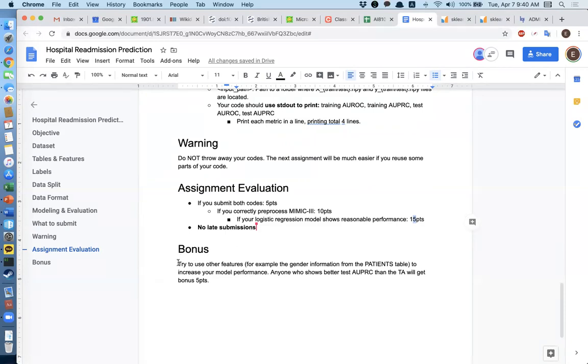This is for students who are pretty ambitious or who want to explore their capacity. Try to use other features, for example, the gender information from the patients table. You might have noticed that I've excluded the patients table from the four tables above. If you want to, you can extract certain features from other tables, not limited to the patients table, as there were a lot of tables. So you might want to use a lot of features.